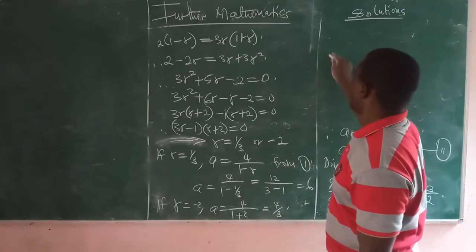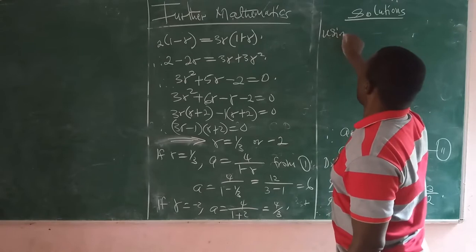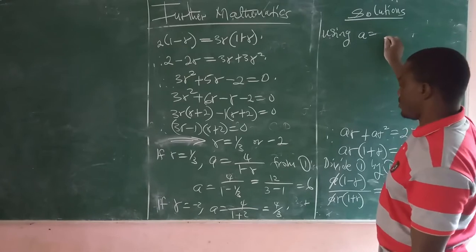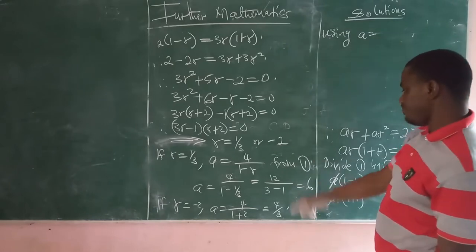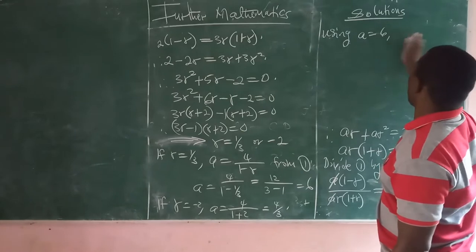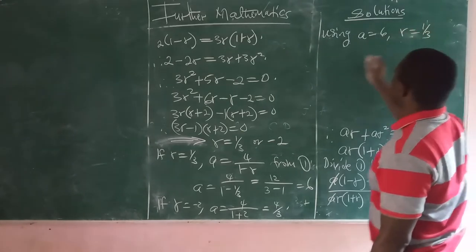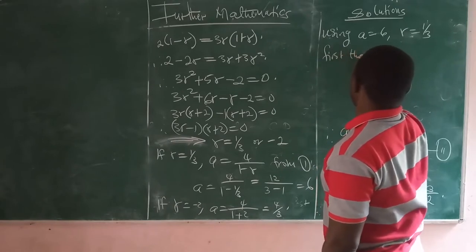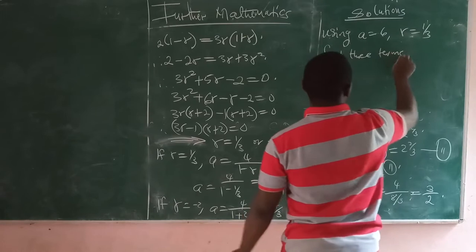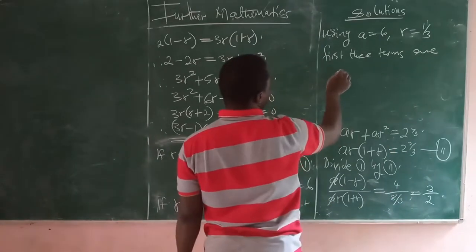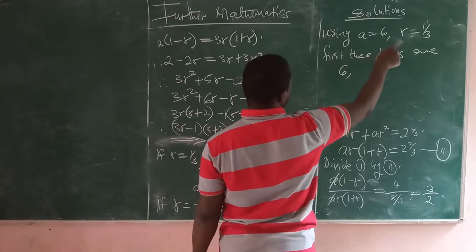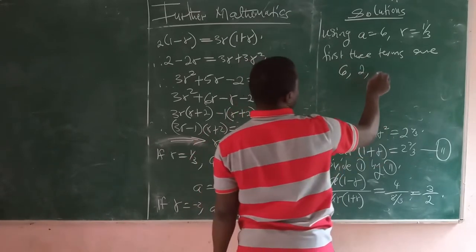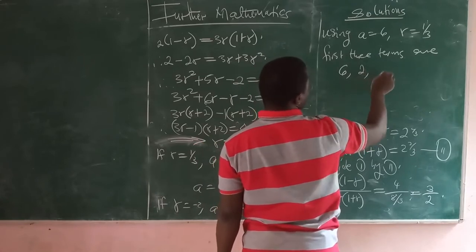So the first term, using A equal to 6, R equal to 1 over 3. First 3 terms are 6. 6 times 1 over 3 is 2. 2 times 1 over 3 is 2 over 3.